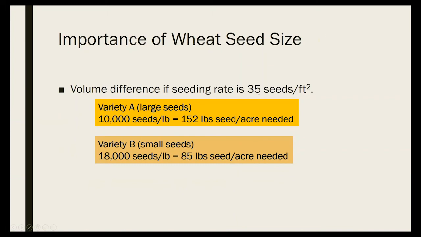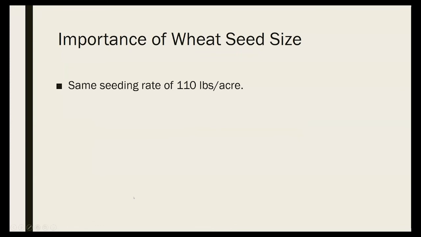and variety A has large seeds, 10,000 seeds per pound, that means to get that seeding rate, I need to plant 152 pounds per acre. If I have variety B, which is small seeded, 18,000 seeds per pound, I only need to plant 85 pounds per acre in order to get my optimal yield. Do you see why that's important? Because of that seed size, we need to start thinking in terms of how many seeds we're planting per square foot, just because of the differences in seed size.